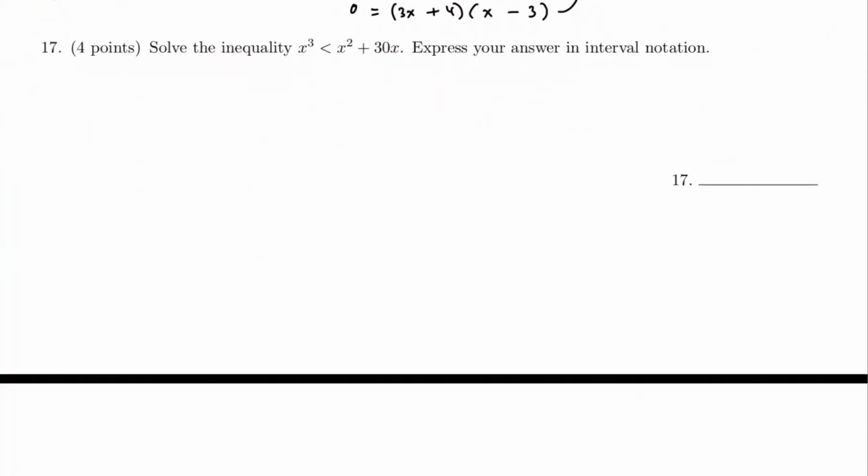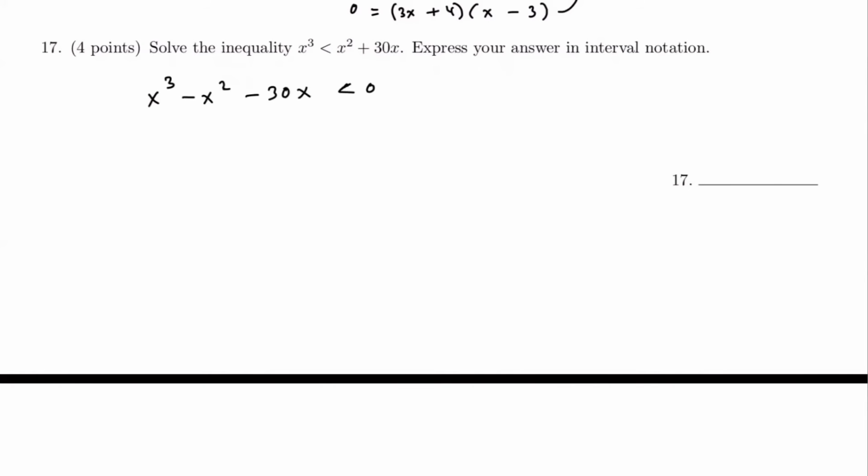We're going to solve this inequality. So this is a nonlinear inequality. We're going to go ahead and factor. But before that, let's move everything to the left-hand side. So you'll have x cubed, and then I subtract x squared, so that's negative x squared. Then I subtract 30x, that's minus 30x, less than 0.